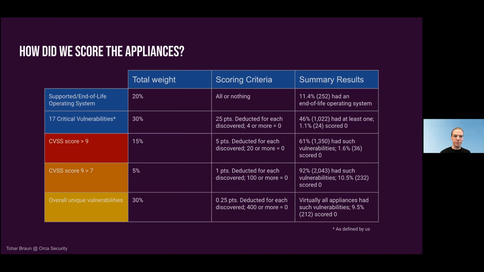And I also want to point out that 9.5% of the appliances were so riddled with vulnerabilities, they scored a whole 0 in points of the overall number of vulnerabilities. Let that sink in, that means an appliance out of the box, you pull it out and you already have to deal with over 400 security or stability issues.